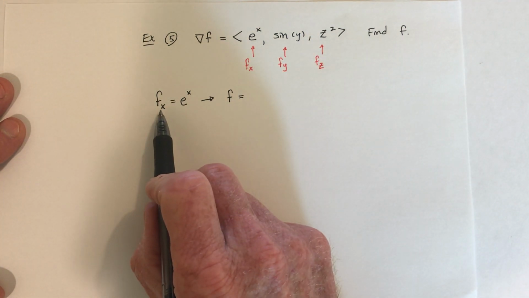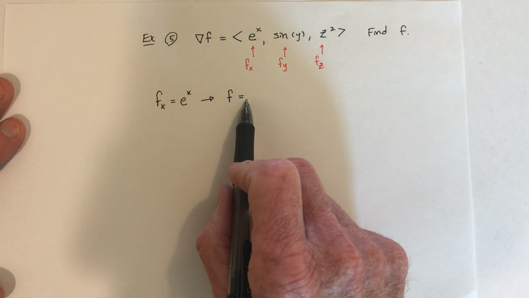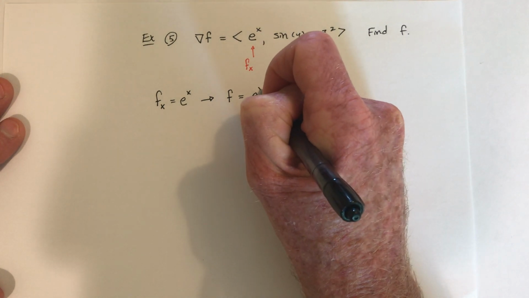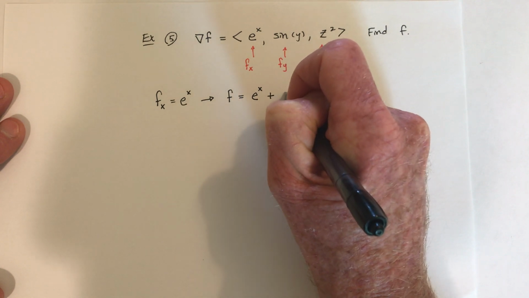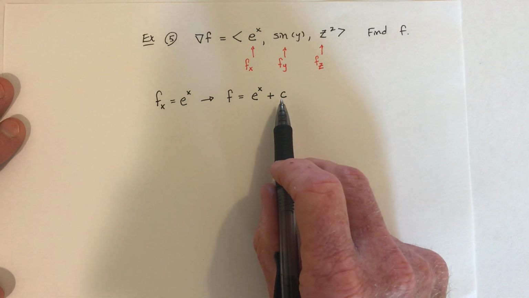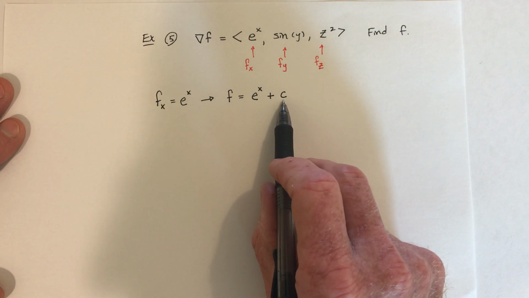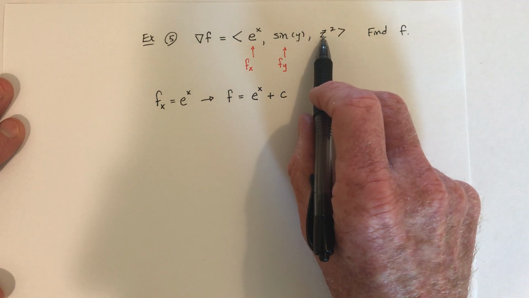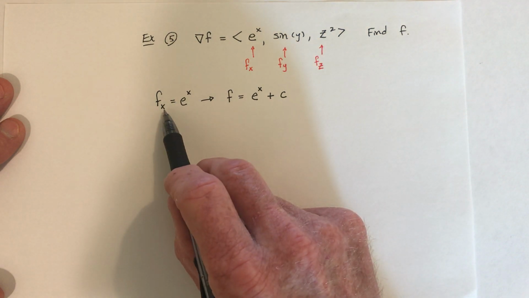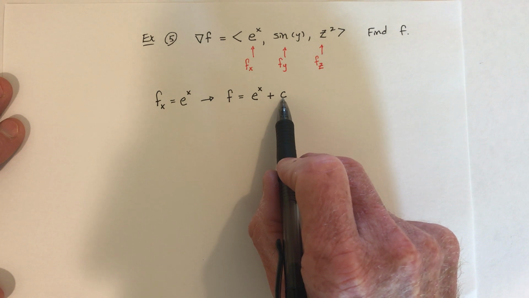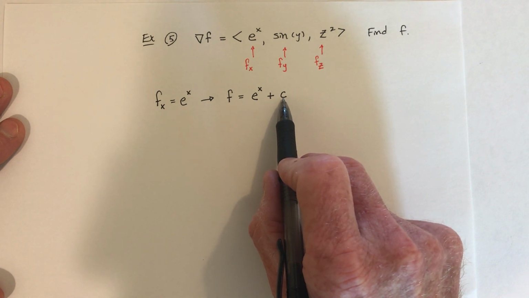Well, if that's the derivative, then we need to integrate or find the antiderivative. And the antiderivative of e to the x is e to the x. And when you do antiderivatives, of course, there's plus a constant. Now in Math 3a and 3b, a constant would be an actual number. But in Math 3c, anything that has a y or a z in it is considered to be a constant when you're taking the derivative with respect to x. So this c could actually have something that's got a y in it, a z in it, or a number.